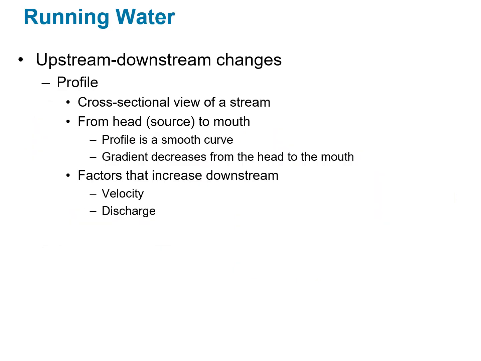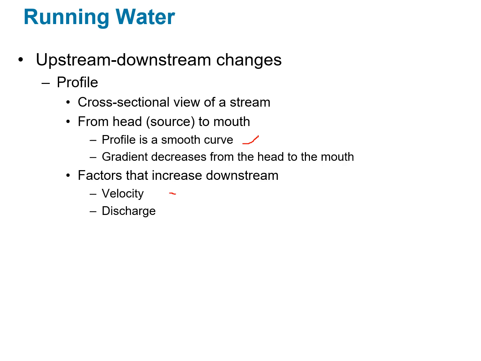All right, the profile of a river is essentially looking at a cross-sectional view of it. Again, say you have a cake and you cut the cake and pull out a piece and look at the distinctive layers in it. This is kind of like the side view of a river. So from the head or the source, the headwaters, to the mouth of the river, you typically have a smooth profile. Gradient decreases as you approach from the head to the mouth.